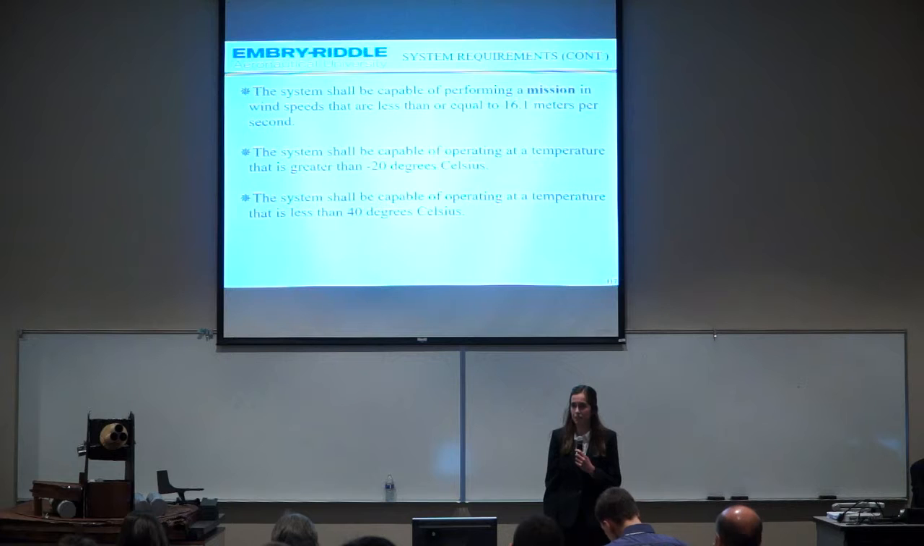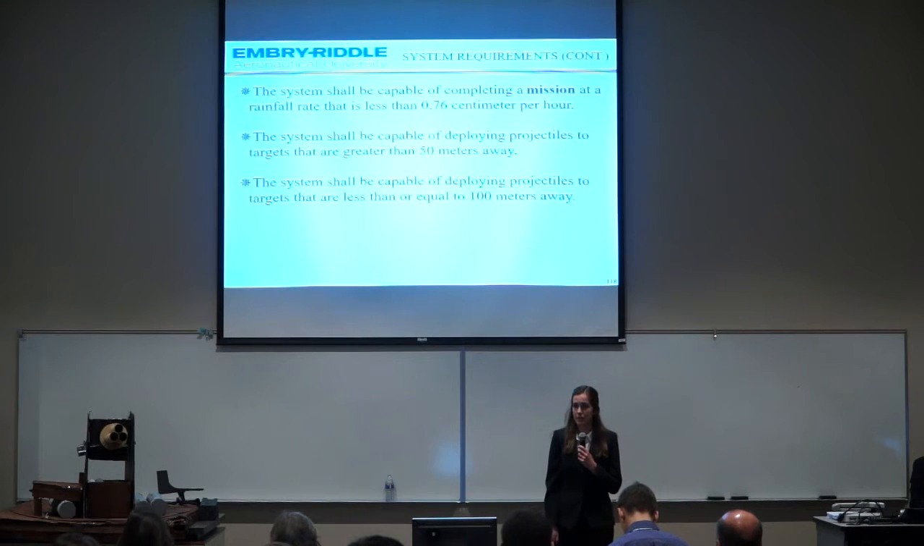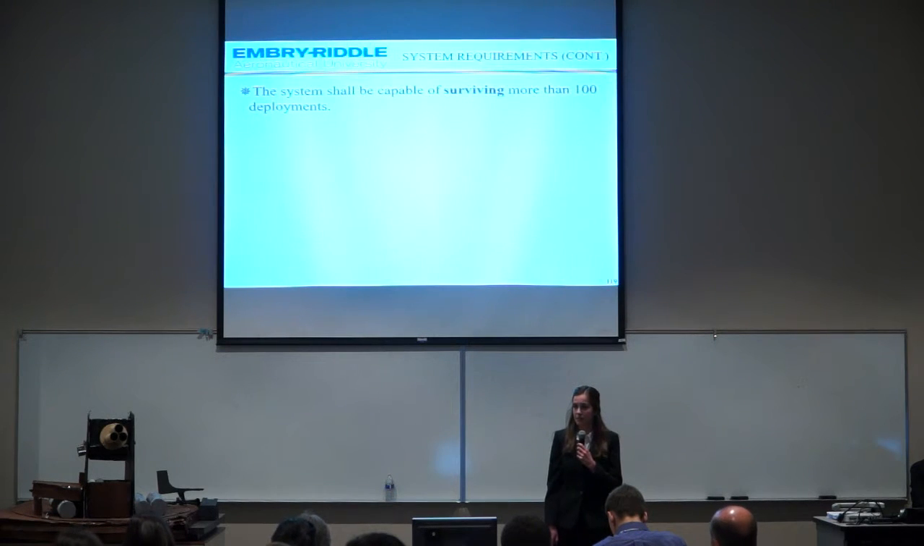The system shall be capable of performing a mission in wind speeds that are less than or equal to 16.1 meters per second. The system shall be capable of operating within a temperature range between -20 and +40 degrees Celsius. The system shall be capable of completing a mission at a rainfall rate that is less than 0.76 centimeters per hour. The system shall be capable of deploying projectiles to targets that are between 50 and 100 meters from the platform. And finally, the system shall be capable of surviving more than 100 deployments.